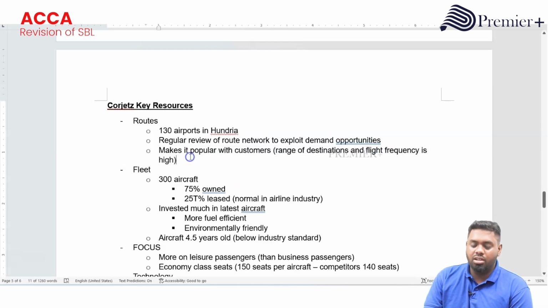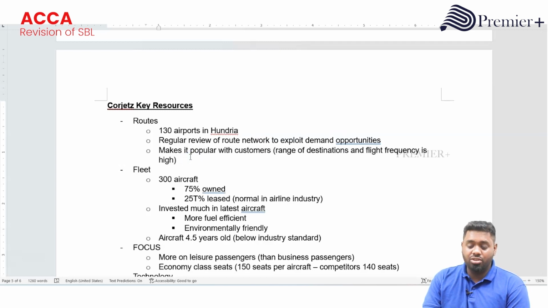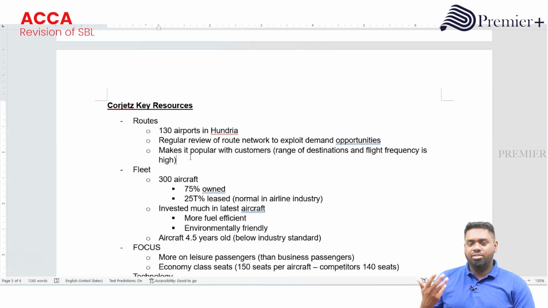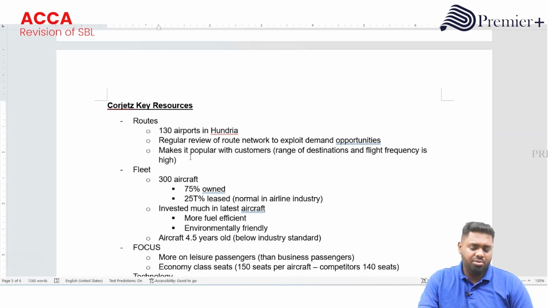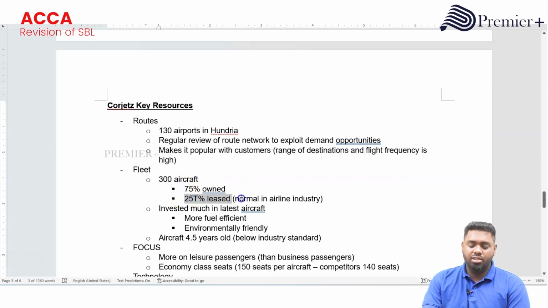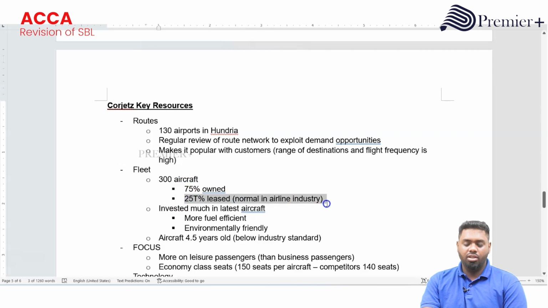Okay, the routes are popular with customers, and the routes are decided based on the range of destinations as well as high flight frequency. If the flight frequency is high, that means many customers are following these routes, and we can also adopt that. If you look at the fleet, there are 300 aircraft, 75% owned and 25% leased.